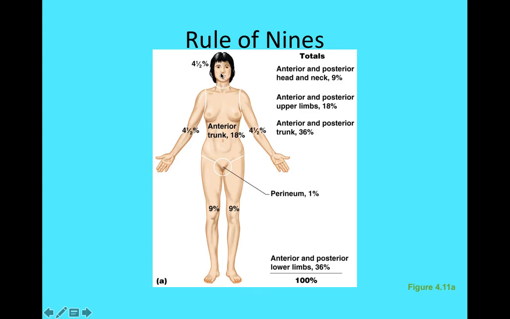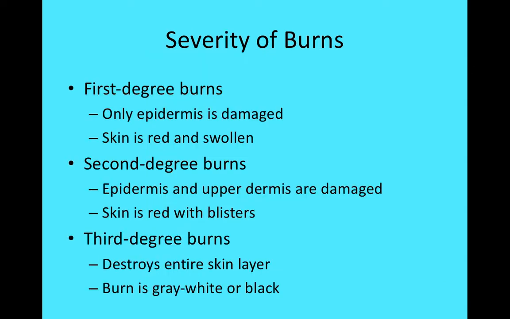The front of your head is 4.5% and the back of your head is 4.5%. So if you burn your whole head, it's 9%. Whole arms are 9%. The fronts of your legs are 9%. The backs of your legs are 9%. So together they are 18%. Your trunk is 18% on the front and 18% on the back, which makes your perineum, which is your genital area, 1%. So depending on how much of it you burn, that sort of dictates how extensive the burns are, and that's how they are estimated.